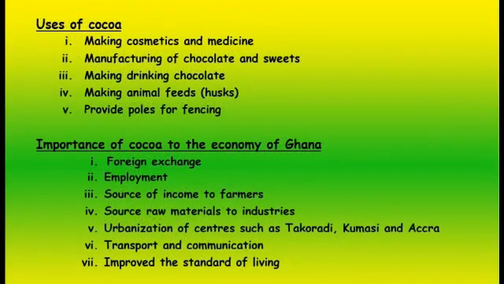Uses of cocoa. We've said making of cosmetics and medicine, manufacturing of chocolate and sweets, making drinking chocolate, which is a beverage, making animal feeds from the husks, the remains of this particular crop. We make animal feeds. Then the tree itself, the cacao tree, is used for fencing.